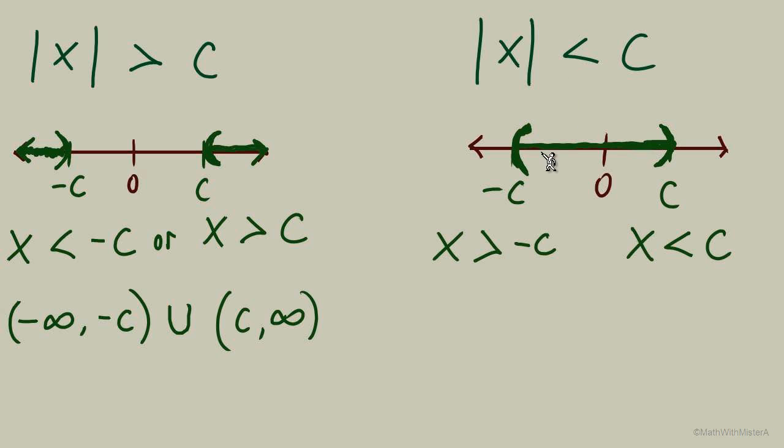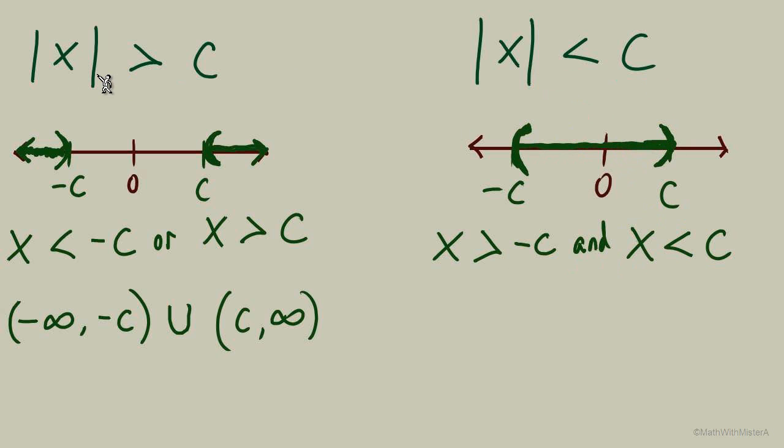First of all, those two inequalities that we would set up, x greater than negative c, and x less than c, these two are joined with an and to say that we're looking for x values that work for both cases. And this really is all tied to this idea that we're looking for numbers whose distance from 0 is less than c. So they're much closer to 0. They're in between positive and negative c.